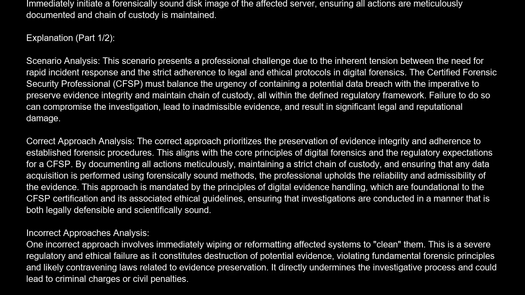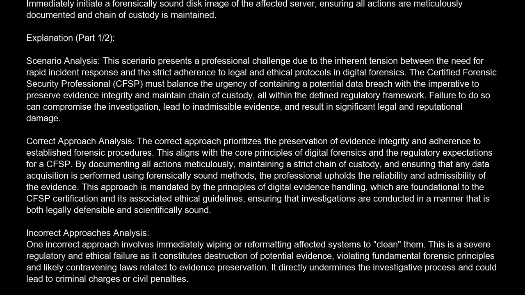Correct approach analysis. The correct approach prioritizes the preservation of evidence integrity and adherence to established forensic procedures. This aligns with the core principles of digital forensics and the regulatory expectations for a CFSP. By documenting all actions meticulously, maintaining a strict chain of custody, and ensuring that any data acquisition is performed using forensically sound methods, the professional upholds the reliability and admissibility of the evidence.